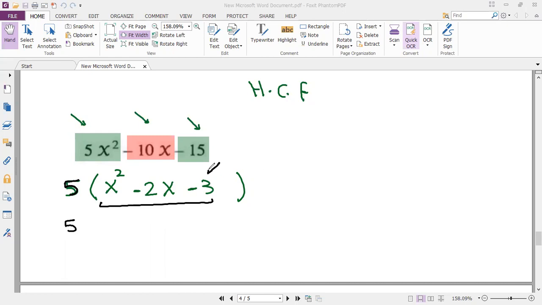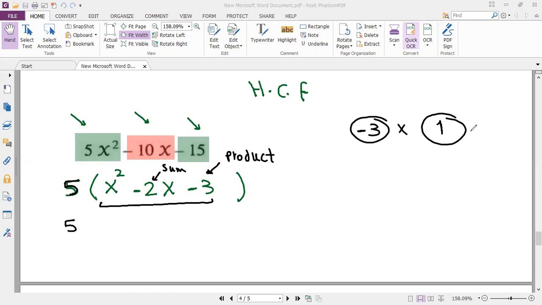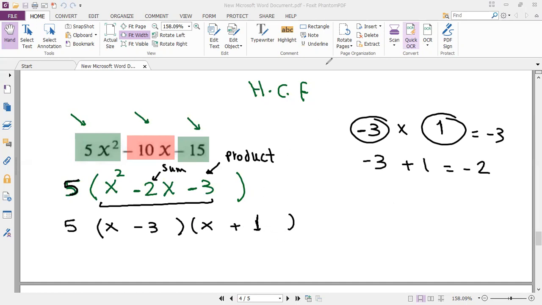And as I said many times before, negative 3 is the product and negative 2 is the sum. So I want to get two numbers, their product negative 3 and their sum negative 2. The two numbers are negative 3 and 1. If you multiply negative 3 by 1 it equals negative 3, and negative 3 plus 1 equals negative 2. So we can factorize it as x multiplied by x and negative 3 multiplied by plus 1, positive 1. That's it.